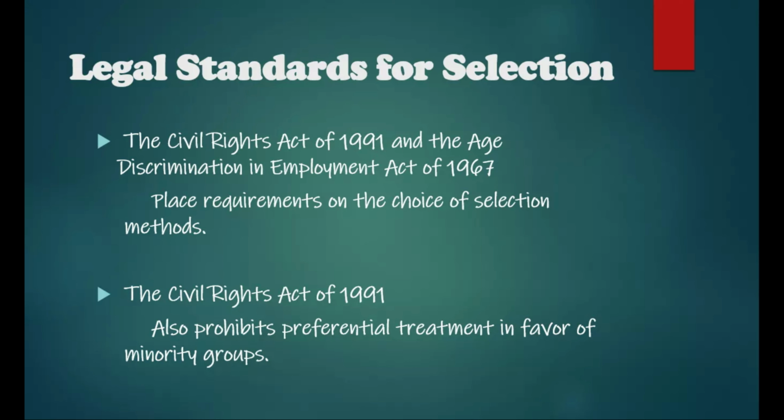On the other hand, the Age Discrimination in Employment Act of 1967, also known as the ADEA, protects certain applicants and employees 40 years of age and older from discrimination on the basis of age in hiring, promotion, discharge, compensation, terms and conditions, or privileges of employment. The ADEA is enforced by the Equal Employment Opportunity Commission. The Civil Rights Act of 1991 also prohibits preferential treatment in favor of minority groups.